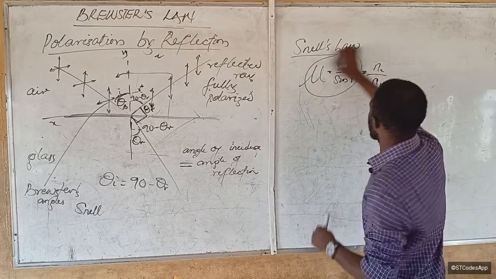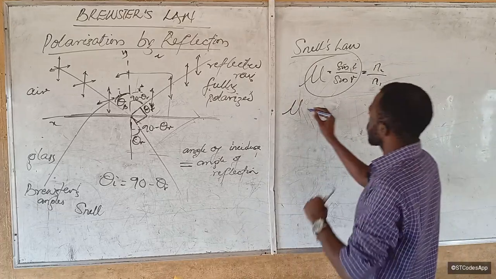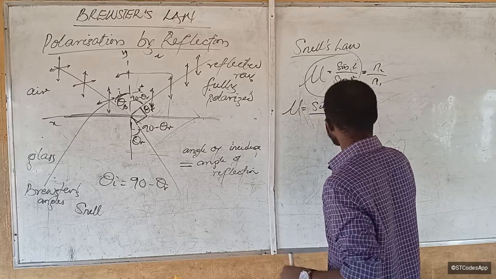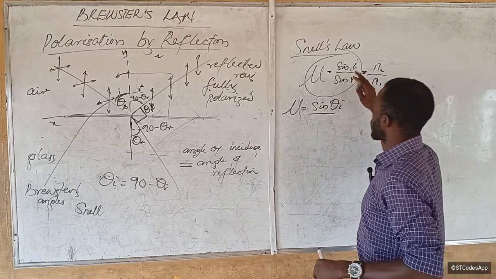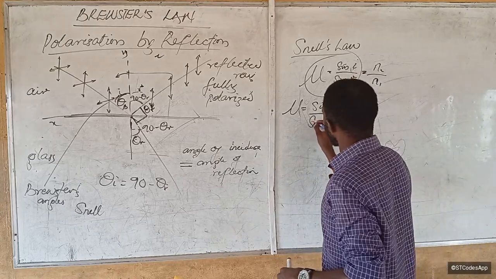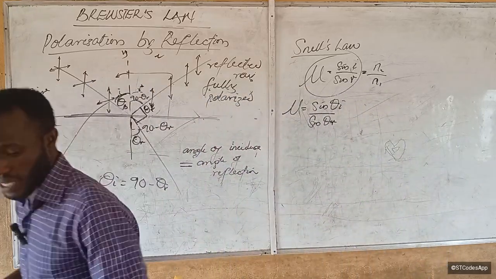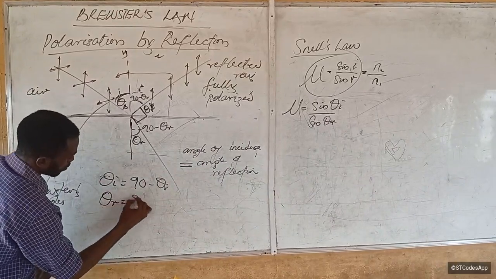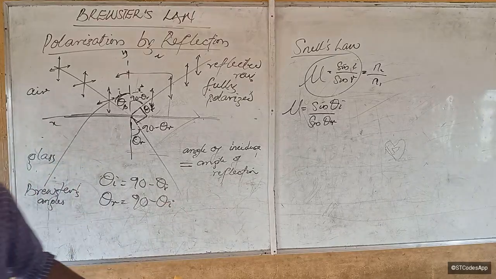Now using this equation here, you should already know this. So we have that mu will be equal to sine theta I over sine theta r. Let me use theta I to represent the angle of incidence. Remember, from here we can therefore say that theta r will be equal to 90 minus theta I. Okay?